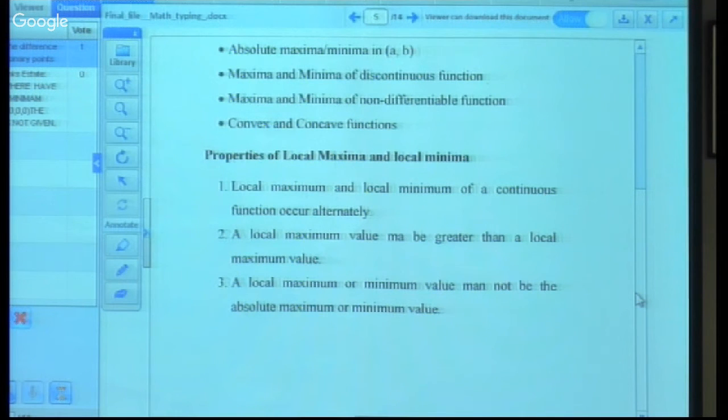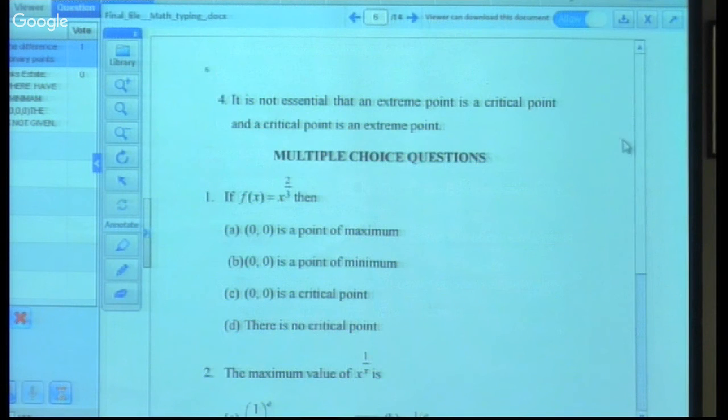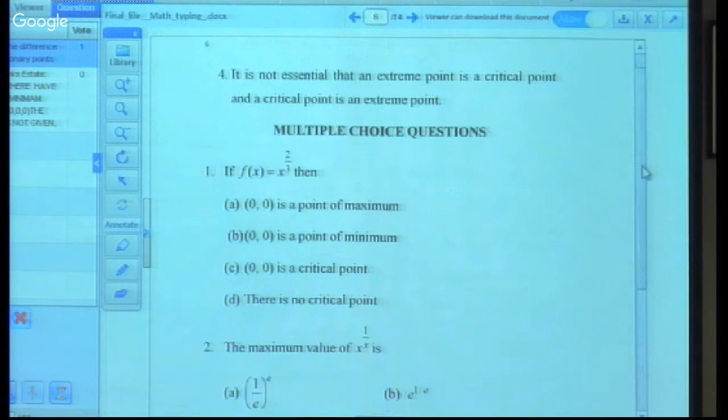And the next property, fourth: it is not essential that an extreme point is a critical point or a critical point is an extreme point. Extreme points means the points of local maximum or minimum.